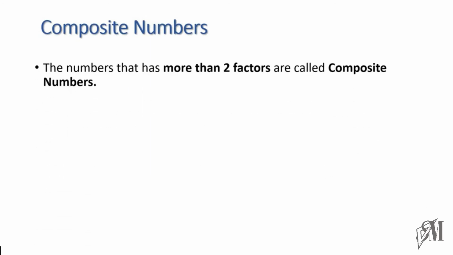Now let us see what are composite numbers. Composite numbers are again opposite to prime numbers. Prime numbers have only two factors. Composite numbers have more than two factors.